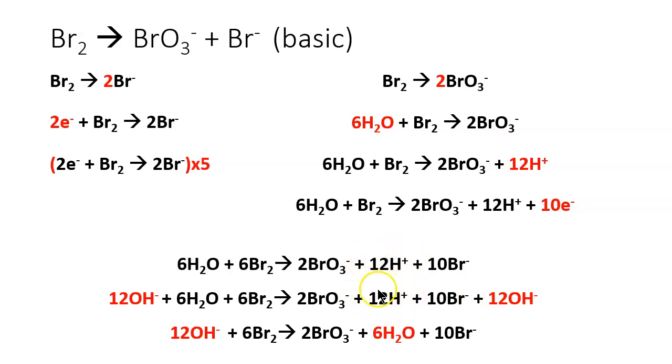This 12 H plus and the 12 OH on the same side of the reaction, we can combine those to make 12 waters. Now in this case, the 12 waters that those make will cancel out with 6 waters on the other side of the reaction. So when we tally everything together then, doing that canceling, we get 12 OH plus 6 bromines giving 2 bromates, 6 waters, and 10 bromide. And that is it. So that's how you handle acidic solutions, how you handle basic solutions. Thank you very much.